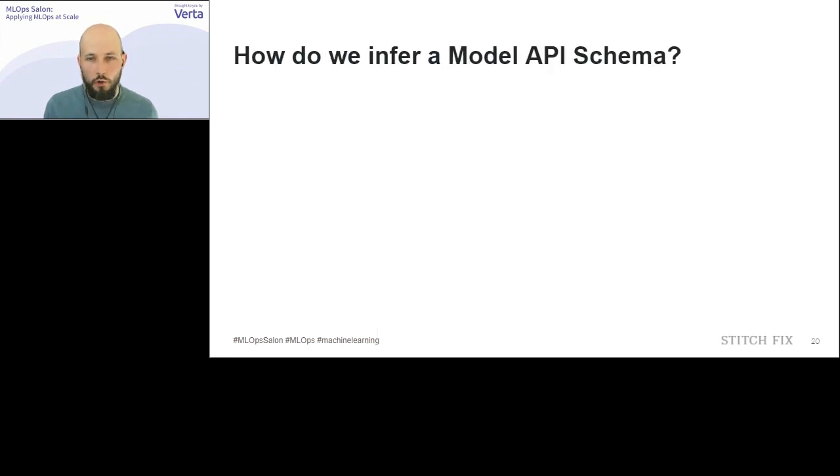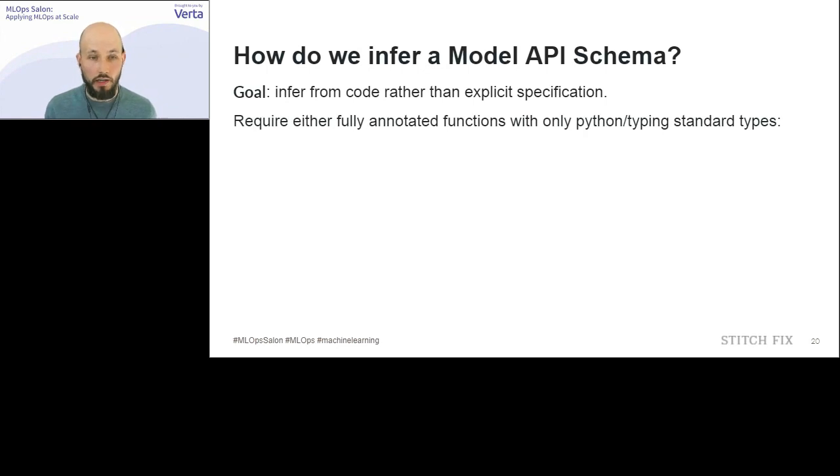So how do we infer a model API schema? The goal here that we wanted to achieve is to infer it from code rather than explicit specification, because code is always going to be more correct than some separate schema that someone has to keep updated. And so we do this in two ways. They either need to provide a fully annotated Python function using only Python primitive or typing standard types.